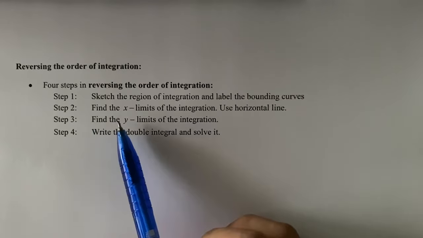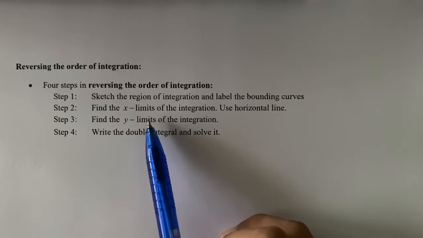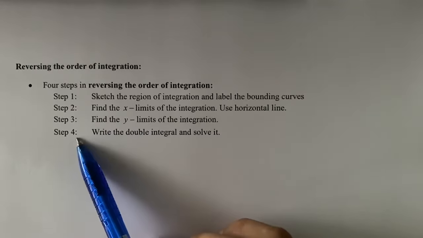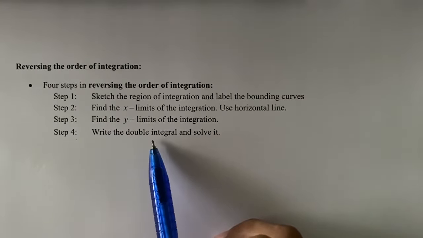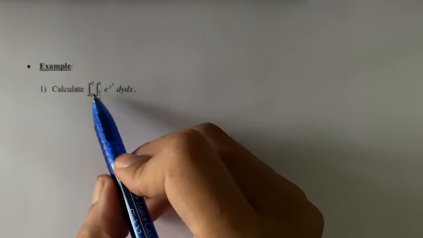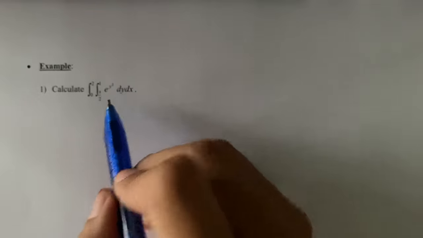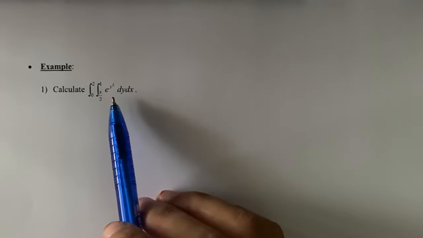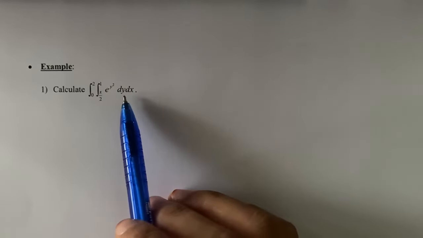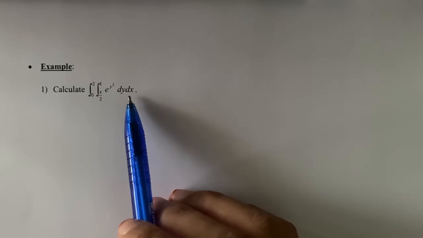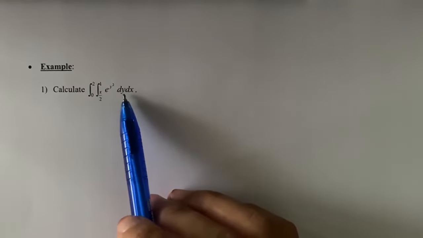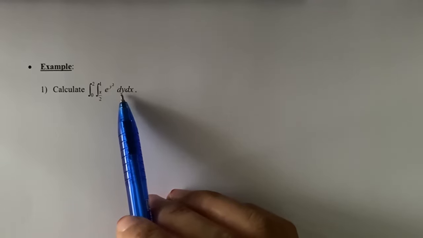And then the third step, find the y limits, the fixed values of lower limit y and upper limit y. And the last step is the same: write the double integral and solve it. For this example, you need to calculate the integral from 0 to 2, with y from x over 2 to 1, of f(x,y) equal to e to the power y square. For this case, you cannot solve this with y first, followed by x, because e to the y square cannot be integrated with respect to y. It's difficult. So what you can do is reverse the order.